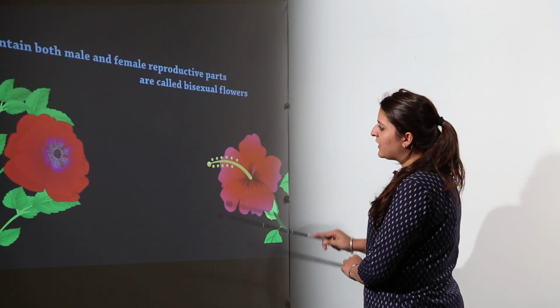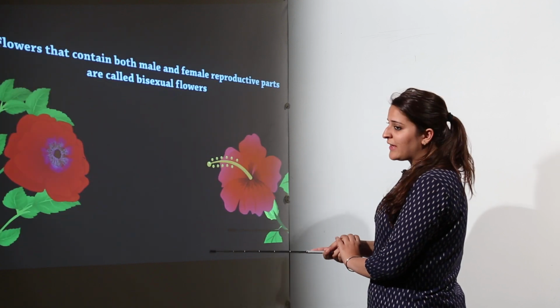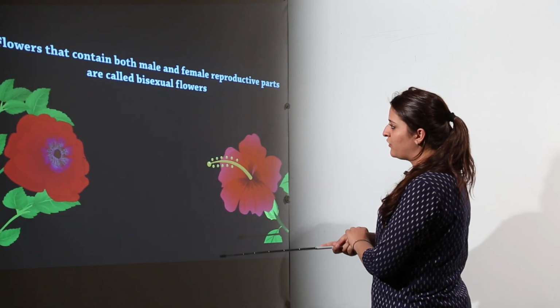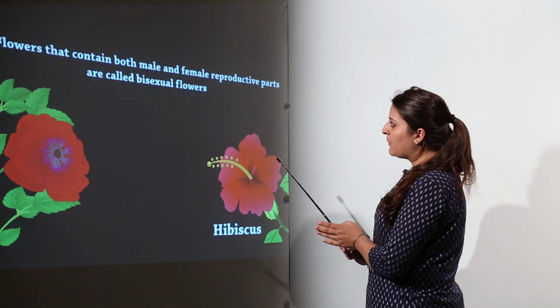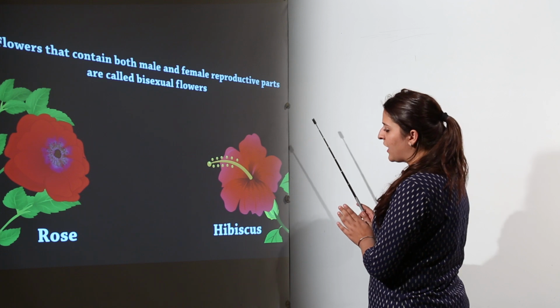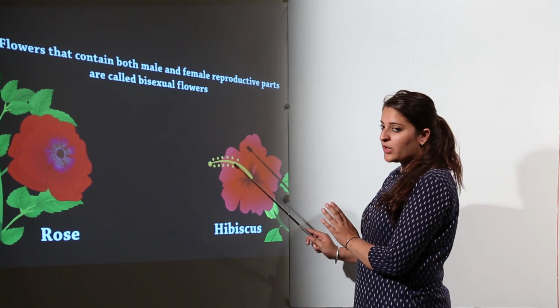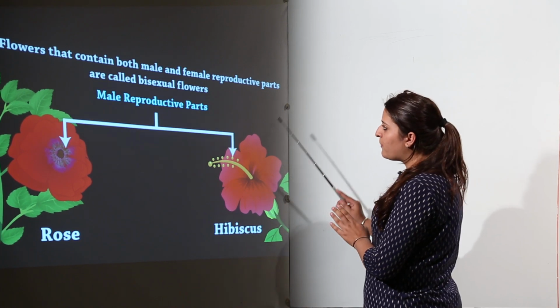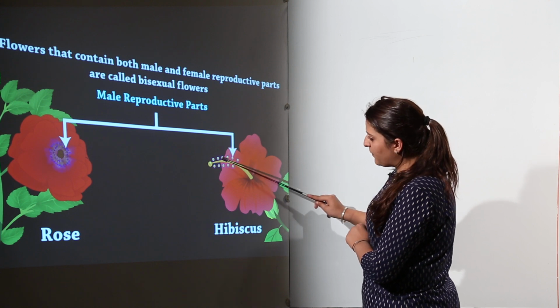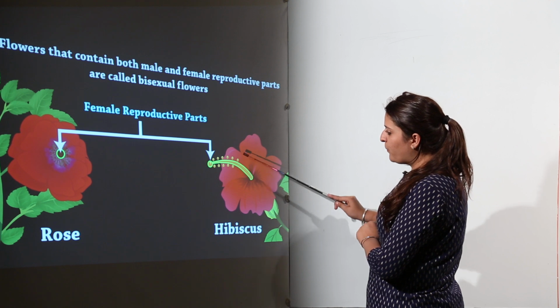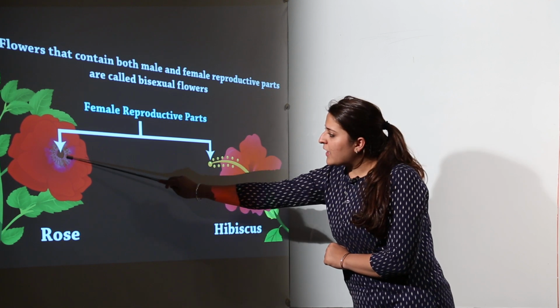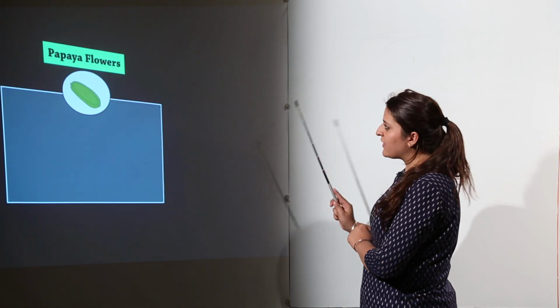So now let us discuss bisexual and unisexual flowers. Those flowers which have both a male part and a female part are known as bisexual flowers. Hibiscus and rose are examples of bisexual flowers. These are the male reproductive parts, and this is a female reproductive part. So both male and female parts are present in the same flower, so that is bisexual.